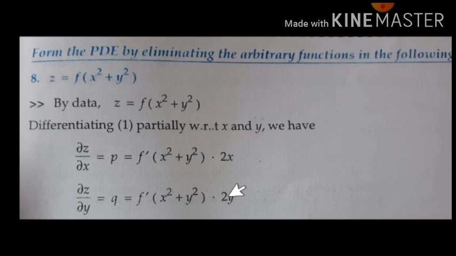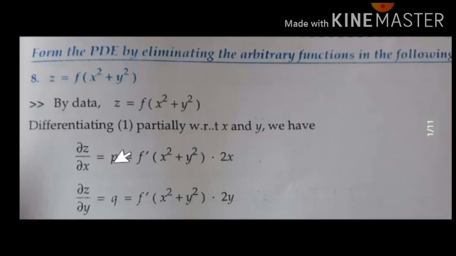Okay. Now apply some arithmetic operation where I can eliminate the function f or f dash, because the partial derivative has to be obtained, means the partial derivative should be there in that equation. So we need to use equations 1, 2 and 3. Apply some arithmetic operation where we can eliminate the f function. So here the arithmetic operation applied is, observe that if I divide p by q, f dash gets cancelled, 2 gets cancelled. So what are we left with? x by y, where the f dash function is eliminated.